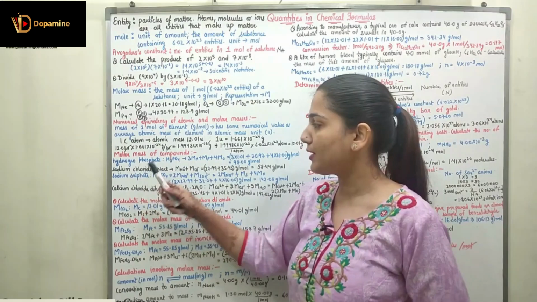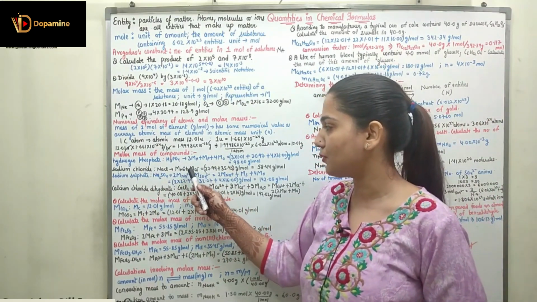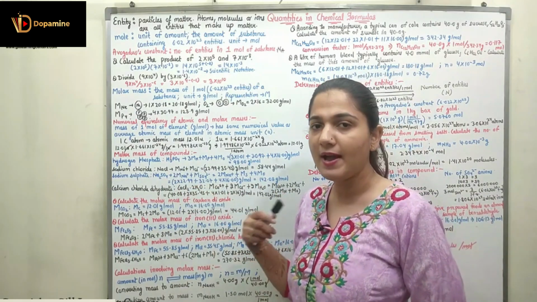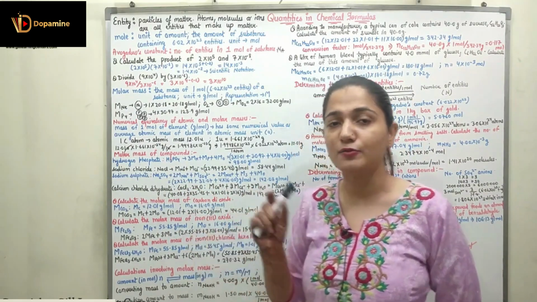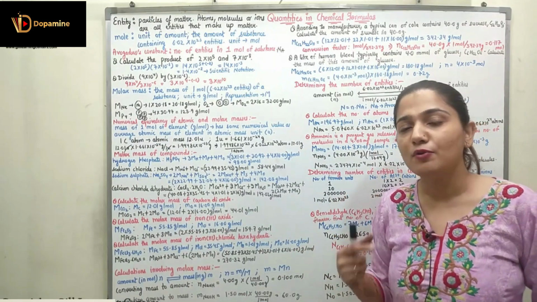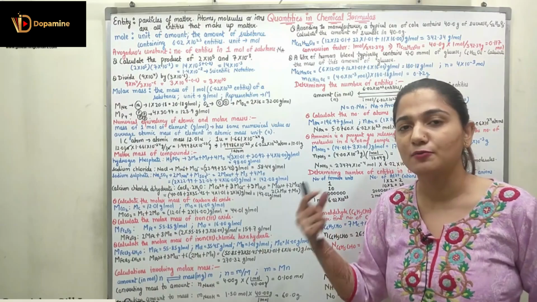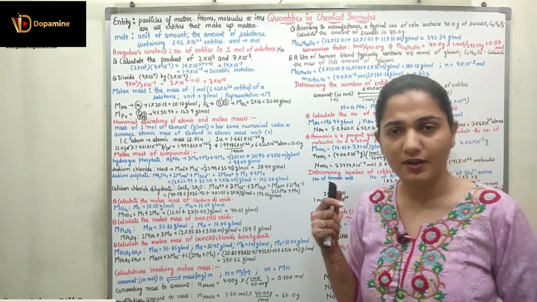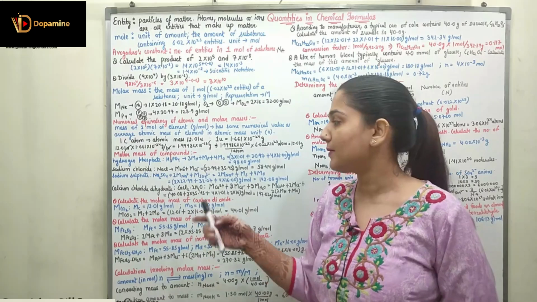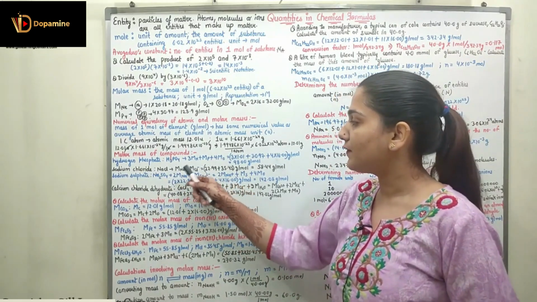Similarly, we have sodium chloride. Sodium chloride is an ionic compound. It is composed of ions of sodium and chloride. So its molar mass will be equal to the molar mass of the sodium ion plus the molar mass of the chloride ion. The molar mass of the sodium ion is approximately equal to the molar mass of sodium, so we can take it as 22.99 for the sodium ion.